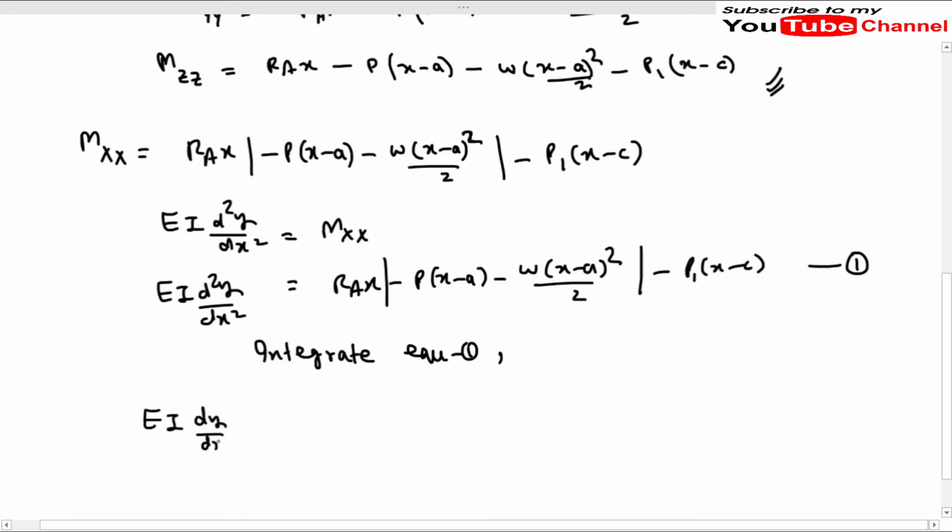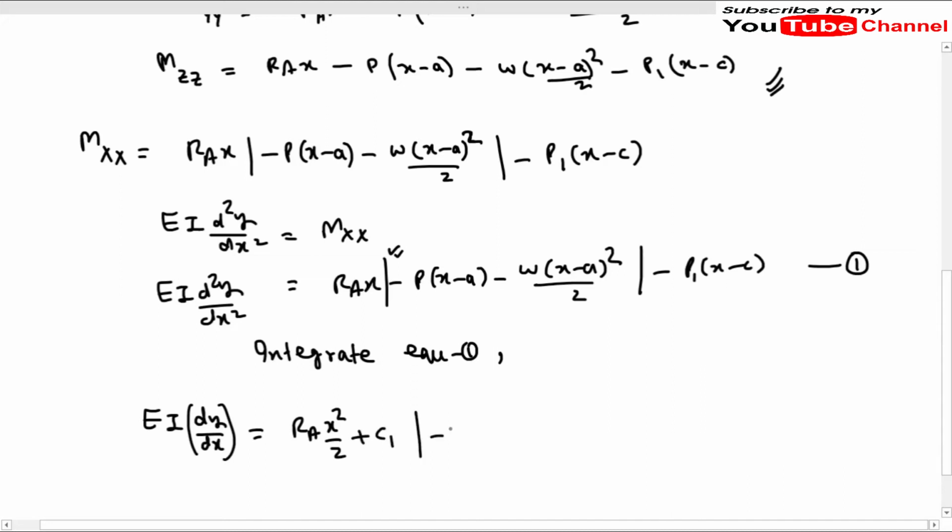Integrate equation number 1. After integration, we will get EI dy over dx. dy by dx is nothing but the slope. So integration will lead us to x square by 2. There will be a constant of integration. The important thing is that we have to write the constant of integration just before the first term, or you can say just before the first vertical line. Remember this point. I will tell you the reason why. So let me write it here first.